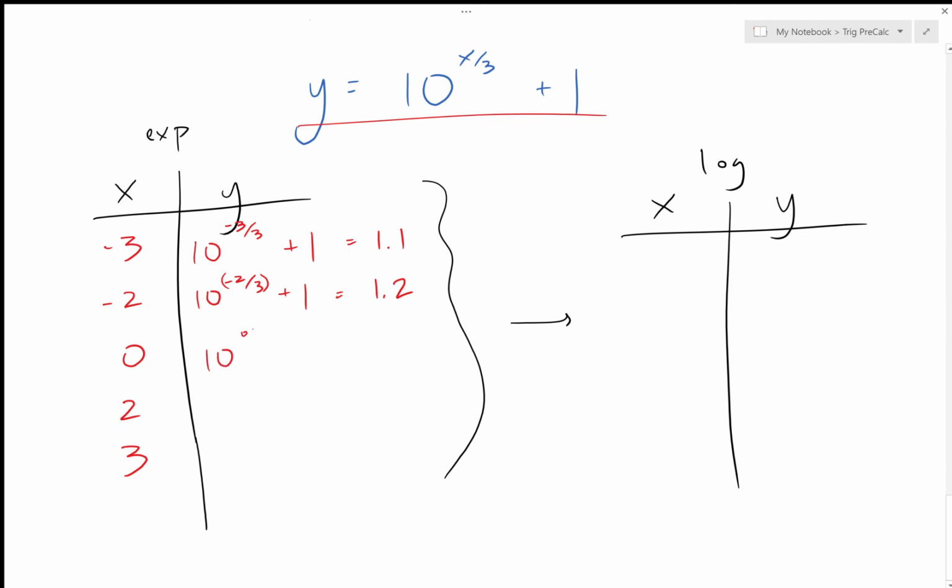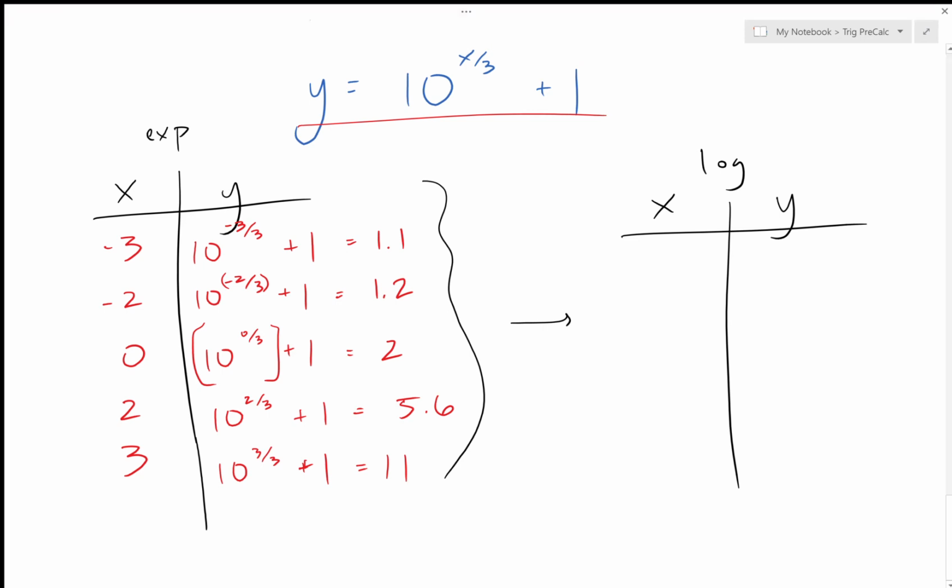10 to the 0 over 3, whole thing plus 1. Because remember, you're keeping this part separate and then adding 1 to it. So anything to the 0 power is 1, and then 1 plus 1 is 2. 10 to the 2 over 3 plus 1, 5.6. 10 to the 3 over 3 plus 1. So 3 over 3 is 1, so 10 to the 1 power is 10, and 10 plus 1 gives me 11. Now remember, that's your exponential table, but we want the log table, so we inverse everything.